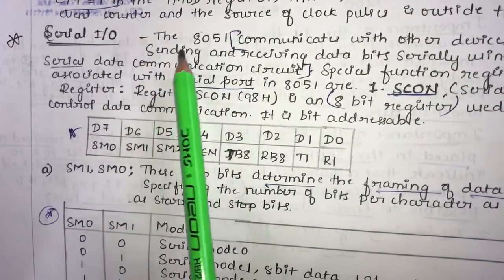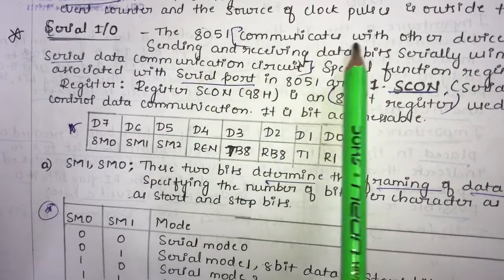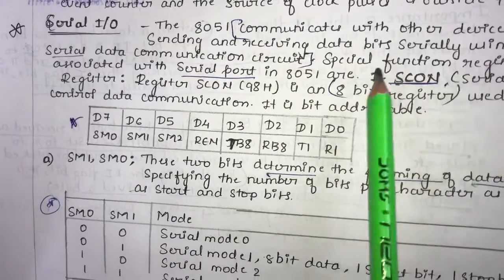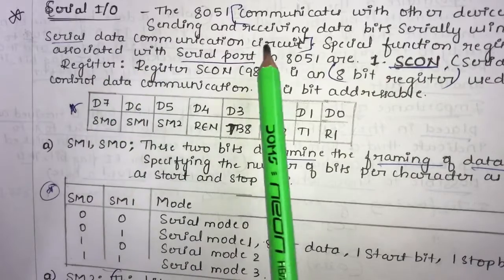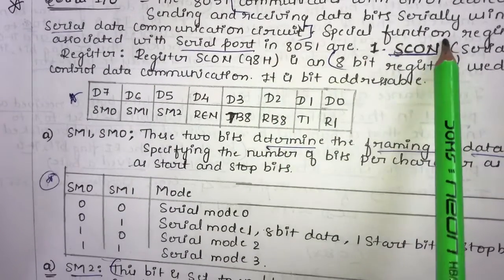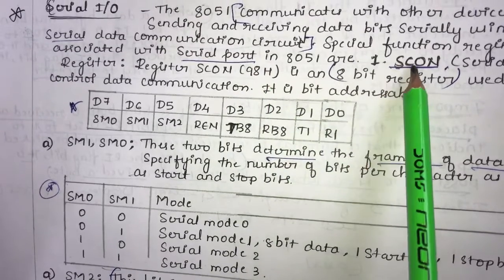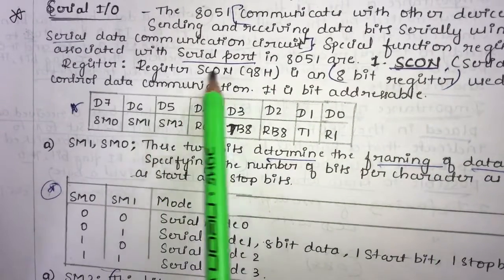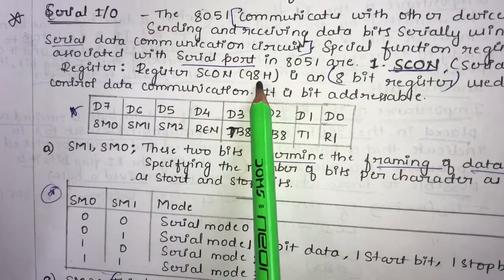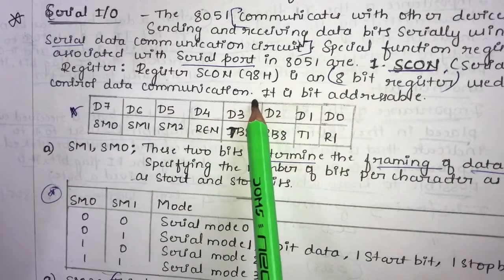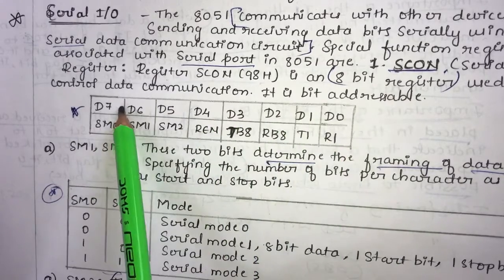Next we have serial IO. As we know, the 8051 communicates with other devices by sending and receiving the data bits serially one by one using the serial data communication circuit. We have special function registers, SFRs, associated with the serial port of the 8051. Number 1, SCON, the serial control register, address 98H, is an 8-bit register. It is used to control the data communication and it is bit addressable, D0 to D7.